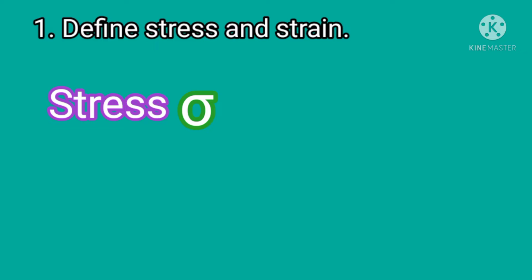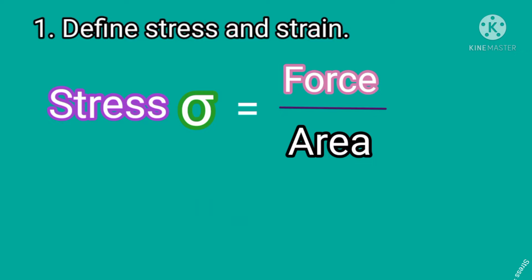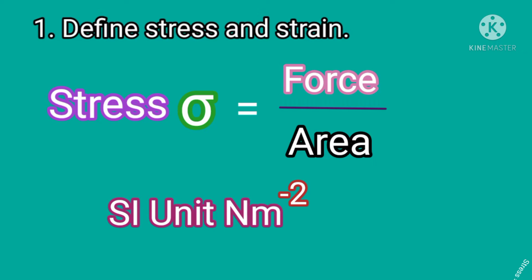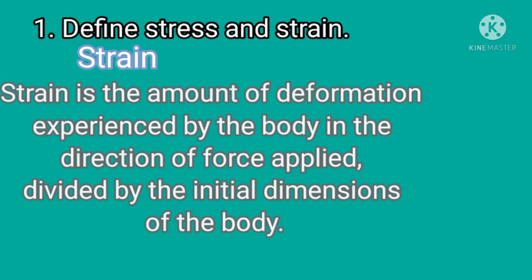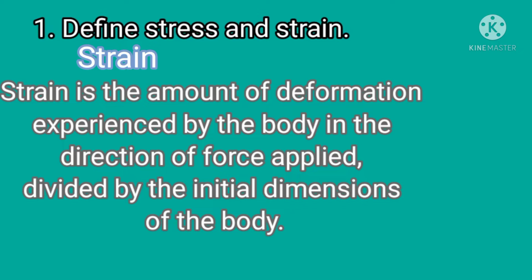Stress is denoted by the symbol sigma, which is equal to force by area. Its unit is Newton per meter square. Now let us see what is strain. Strain is the amount of deformation experienced by the body in the direction of the force applied divided by the initial dimensions of the body. There will be a deformation experienced in the body because of this stress, and that deformation divided by the original dimension is called the strain of the body.